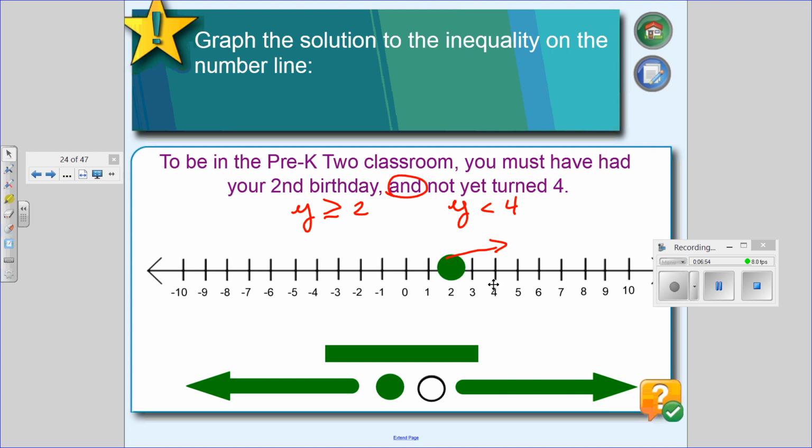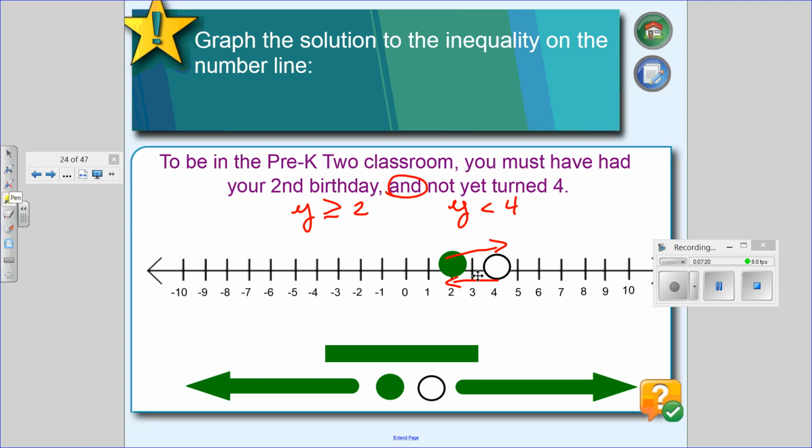So less than 4. Could I have turned 4? It says no, definitively not. You cannot yet have turned 4. So I'm going to leave 4 open with the open dot. And I'm going to point down from 4, as it says to do. Then we're going to shade the space that satisfies both requirements. So shade in between 2 and 4.